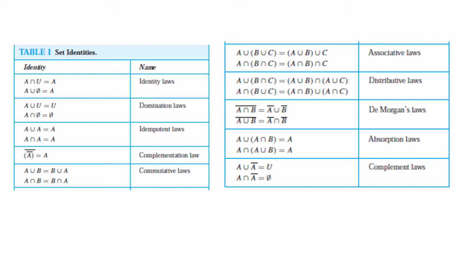And then we have the complement laws. You have A union the complement of A would be the universal set. Or if you have A intersect the complement of A, it would be null.